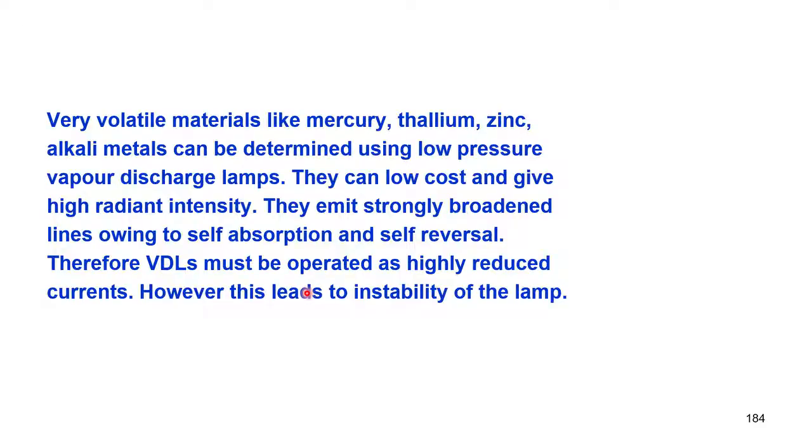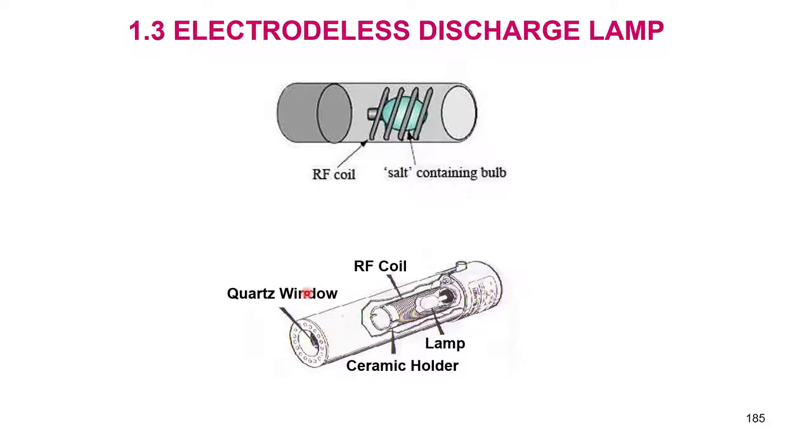That is the idea. So, we just coat the copper wire or some other wire with volatile materials like mercury, which I already told you now: mercury, thallium, zinc and alkali metals etc. And when we heat them, the discharge takes place. Now I am going to discuss another type of lamp, that is known as electrodeless discharge lamp.